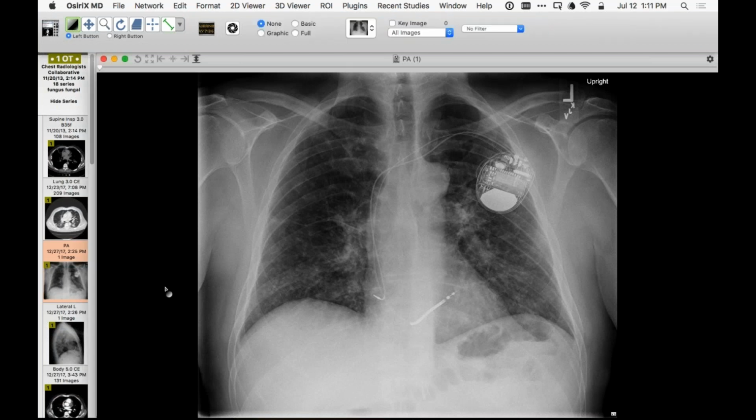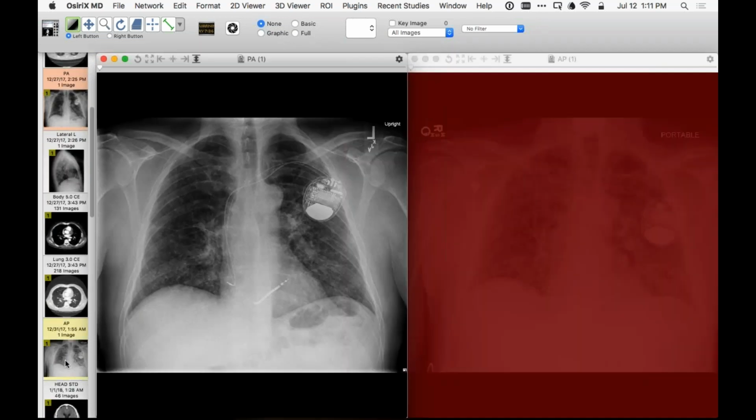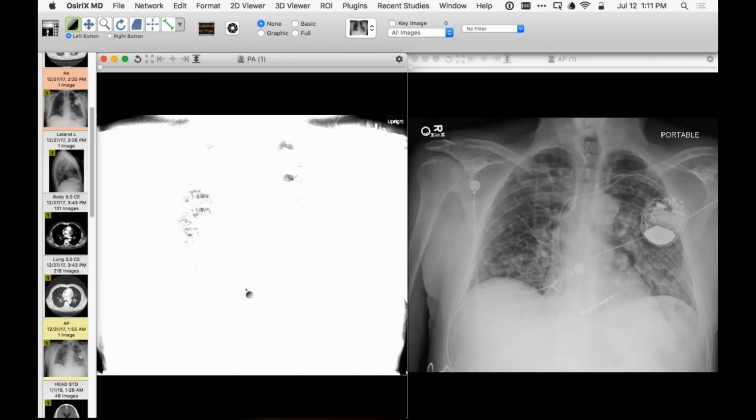So here is a person with a radiograph from December 27 of 2017, and a pacemaker is present. He began to get ill around that time, and I will show you a radiograph obtained.